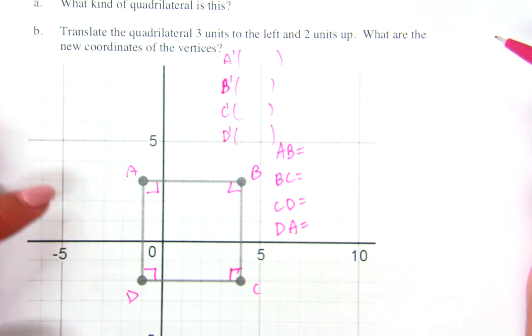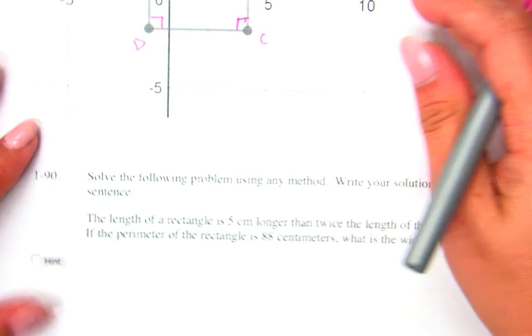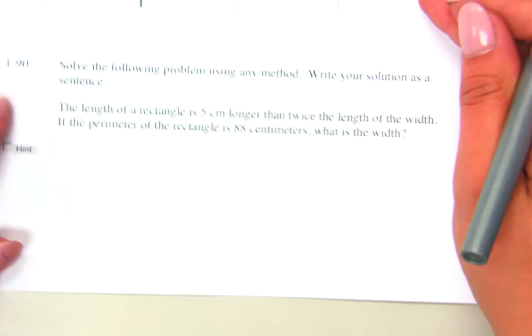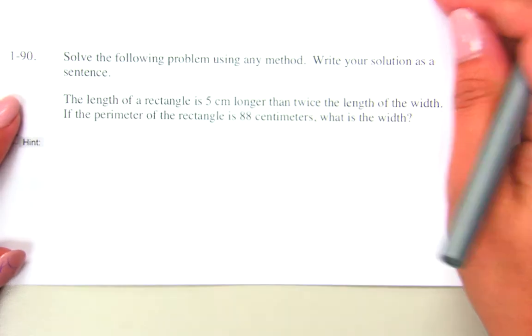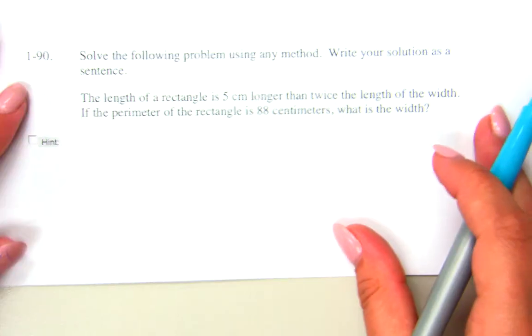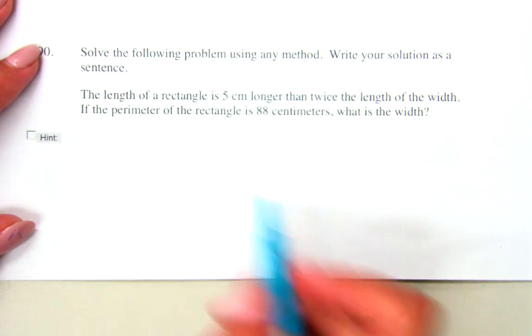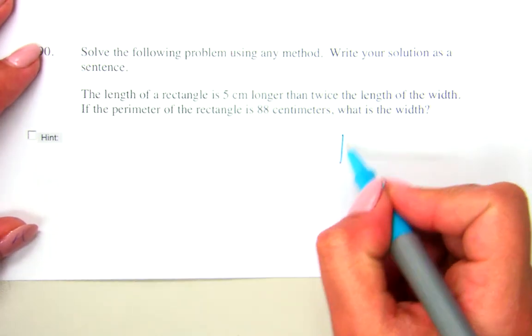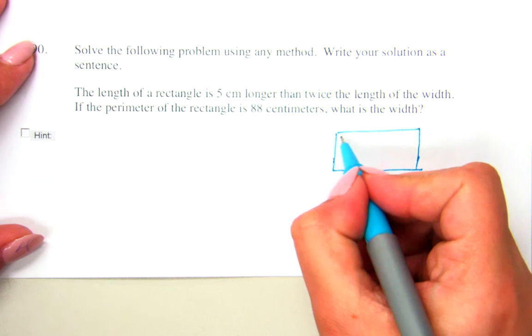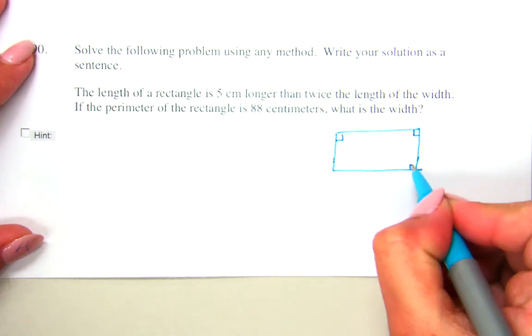Okay. Last one. Solve the following problem using any method. Write your solution as a sentence. This is the only one that I'm actually going to do completely, so I'm going to need 2 or 3 different colors here. The length of a rectangle is 5 centimeters longer than twice the length of the width. So I'm going to draw a rectangle. Here's my rectangle. It's not drawn to scale, but it does the job.